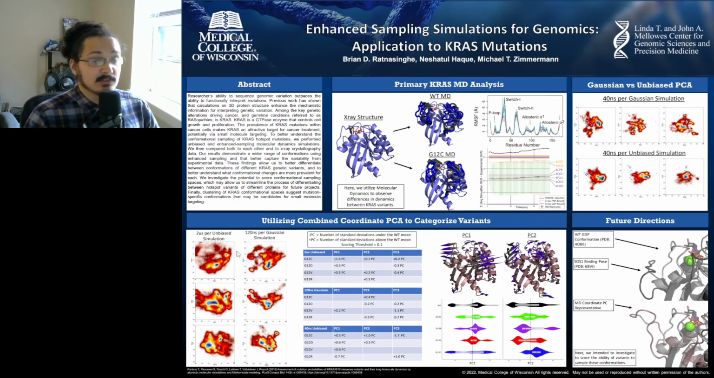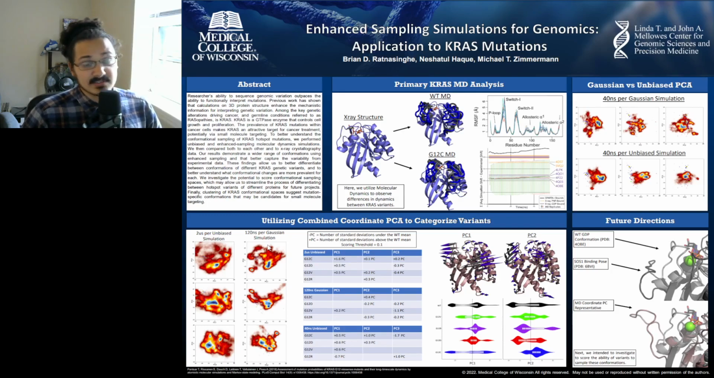Moving forward, we decided to take a look at larger timescales. Here we took a look at some 2 microsecond simulations from a PLOS CV paper and compared them to 120 nanoseconds in Gaussian enhanced simulations. And we found that 2 microseconds, it can't be understated, is a lot longer than 120 nanoseconds. Yet, of course, there's more space being sampled within the unbiased, no doubt about that. But we're sampling a reasonable amount of space, comparatively speaking, qualitatively, within our Gaussian simulations.